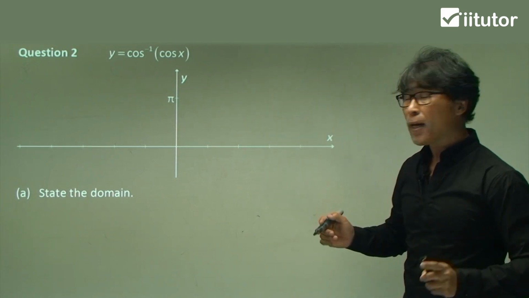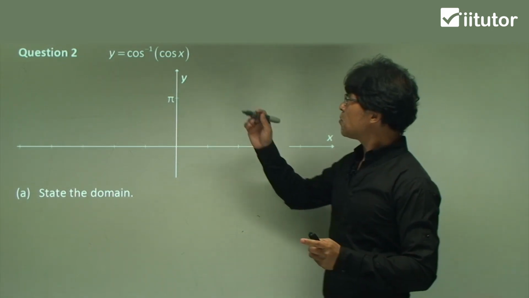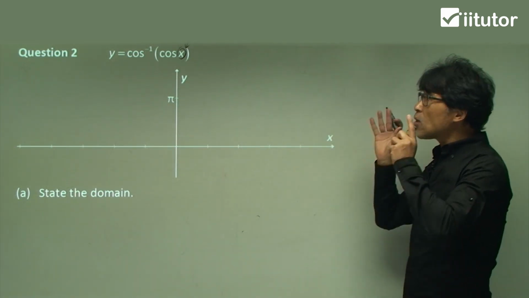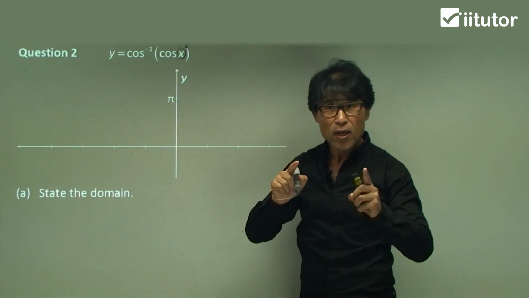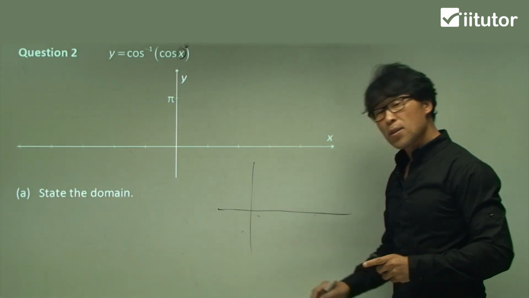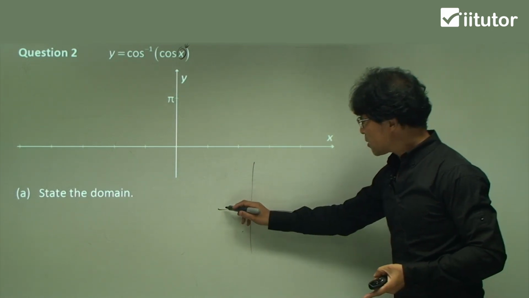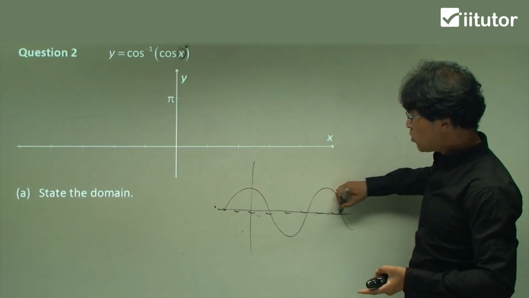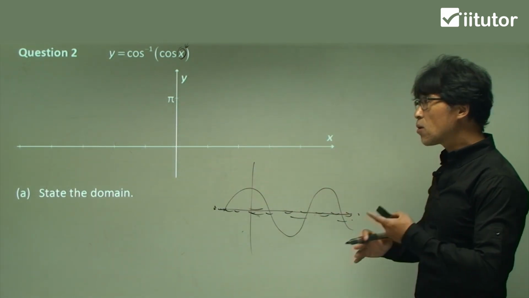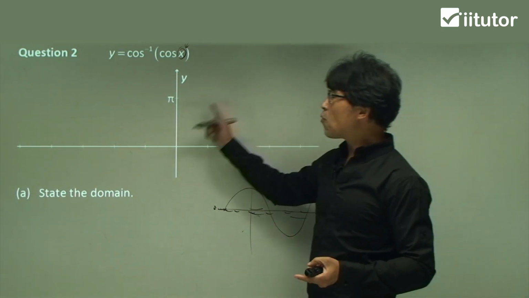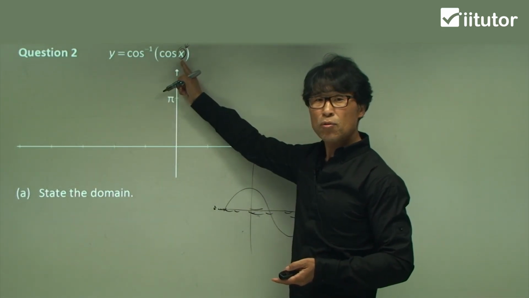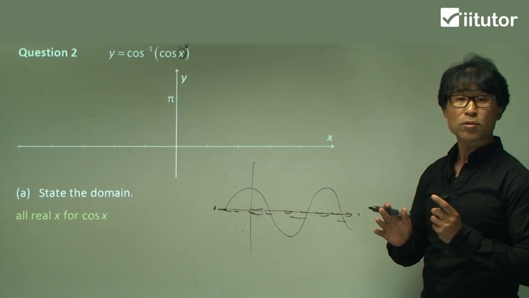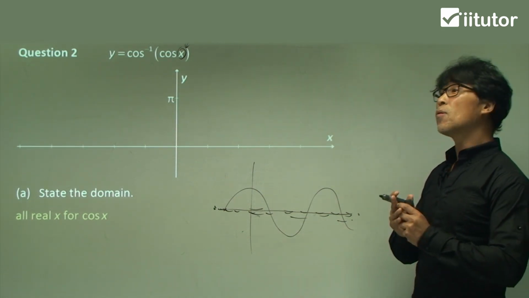Now, state the domain. What is the domain? Again, we need to look for these x values here. So what sort of x value can go into the cos function? To get understanding better, you can sketch the cos graph. You can substitute any values into the cos function. There's no limitation at all. So any values can go in here. So you're going to say all real x values for the cos x function. Hope you understand this one.